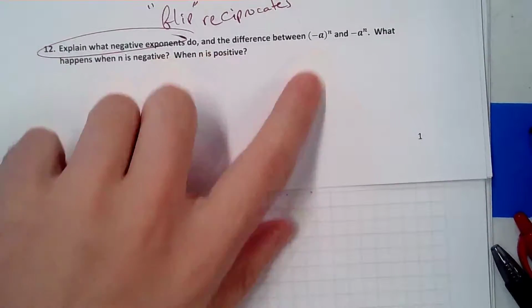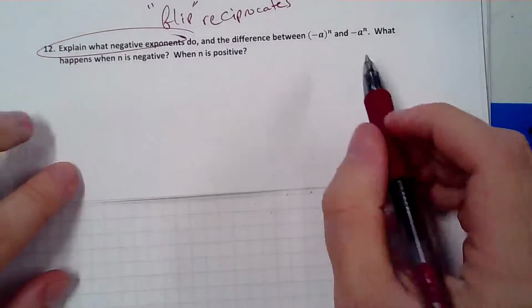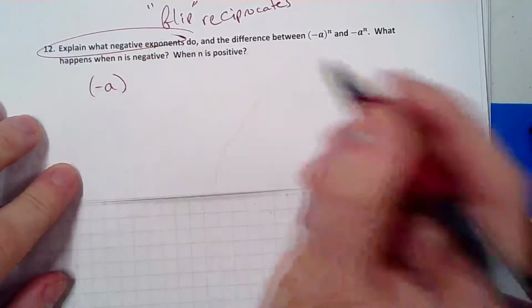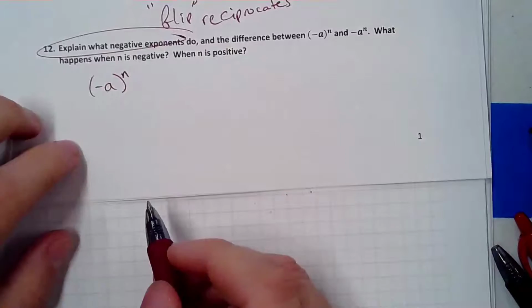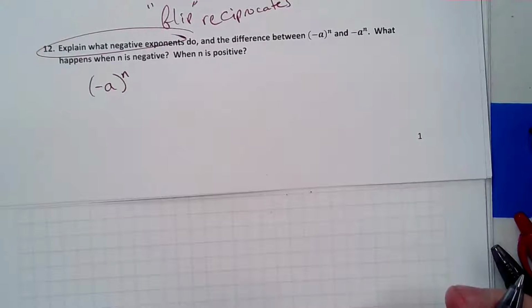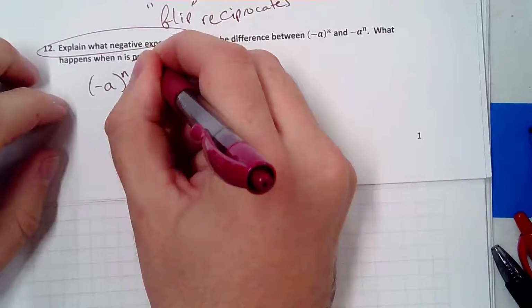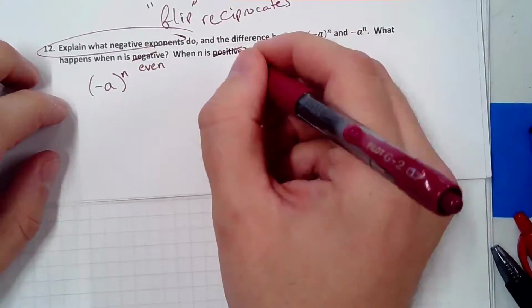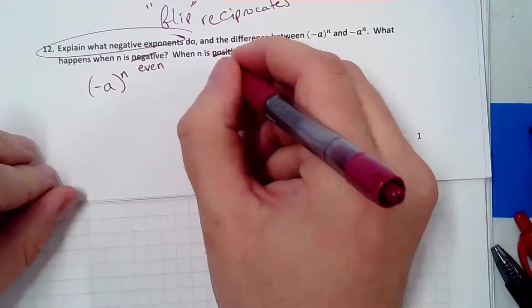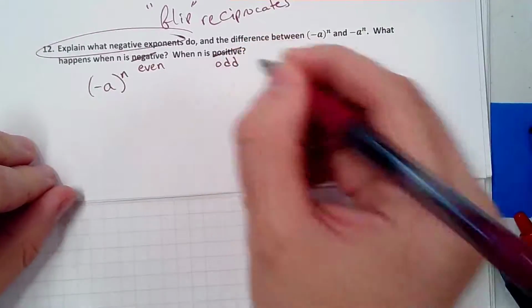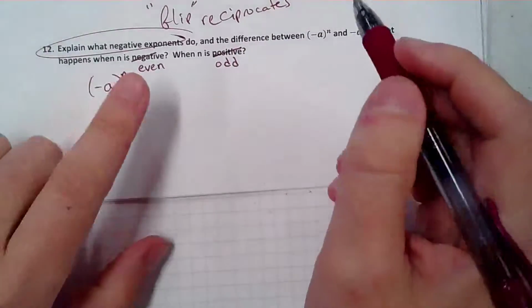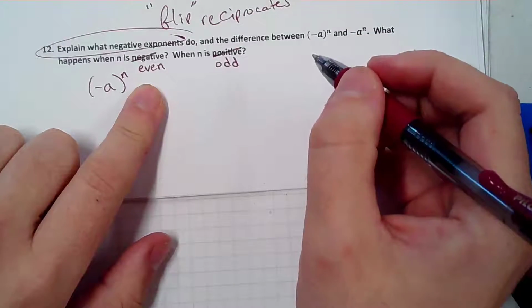And the difference between these two. So when n is positive for this guy, right? Sorry, did I say what happens when n is negative? You said when n is positive. N is even. Cross out negative. I did this at 8 o'clock last night, guys. I'm sorry. Even, odd. So what happens when n is even? What happens when n is odd?